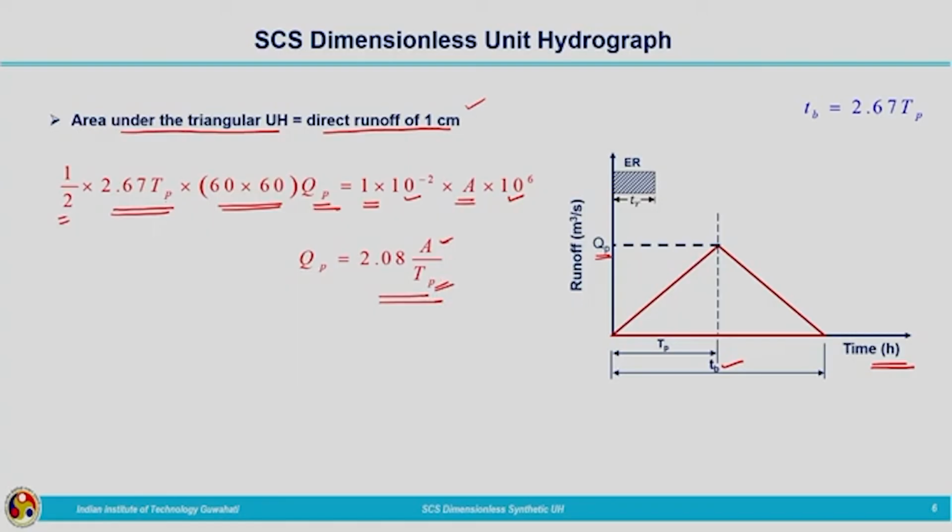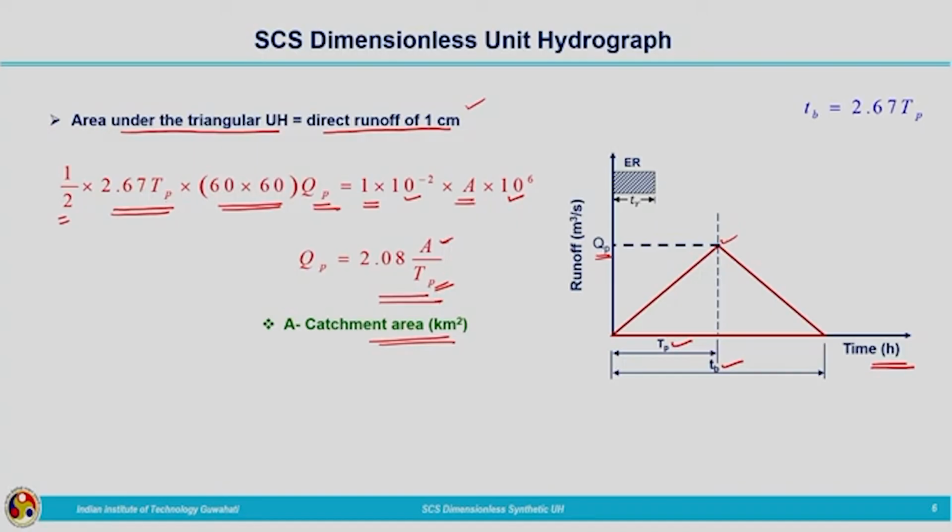Where will we go for getting the value corresponding to TP? This is TP, that is, TP is from the beginning of the runoff to the peak of the hydrograph. A is the catchment area, and now we need some method to get the value corresponding to TP. So, how can we represent TP?